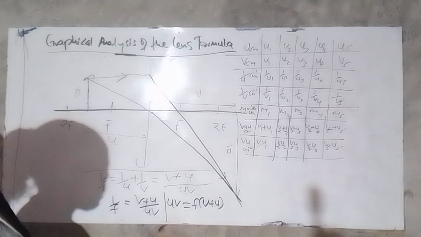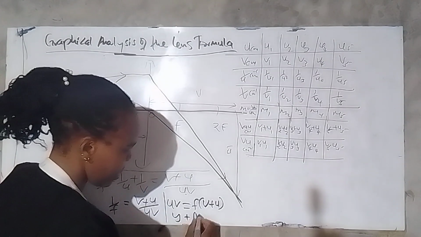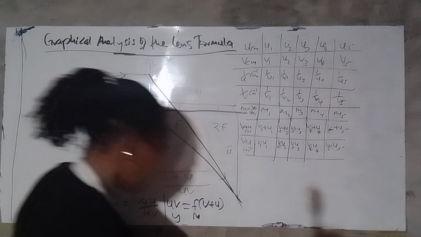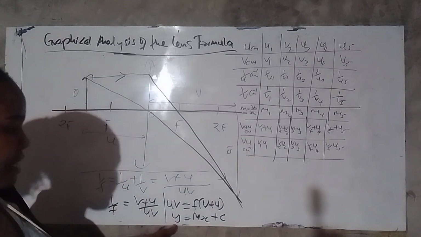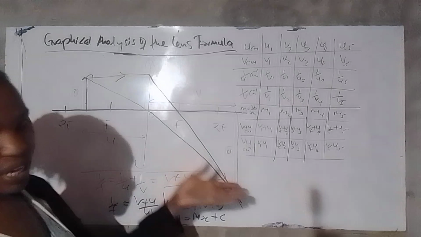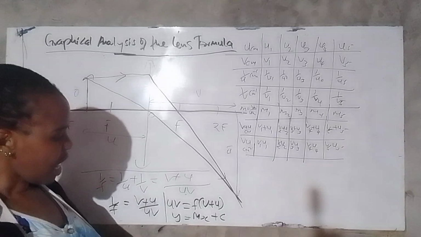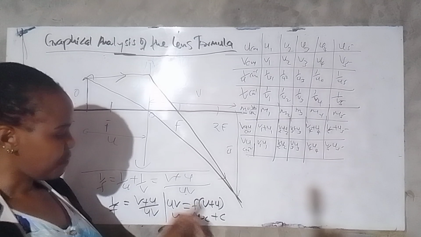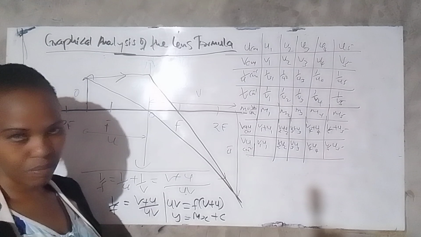Now if we compare this to the equation of a straight line, y equals mx plus c. By now you are familiar with how we are relating the two equations. We did that in the last two graphs. So our UV is our y, our V plus U is our x. Remember, UV is a variable, V plus U is also a variable. As long as V is varying and U is varying, then V plus U will also be a variable.